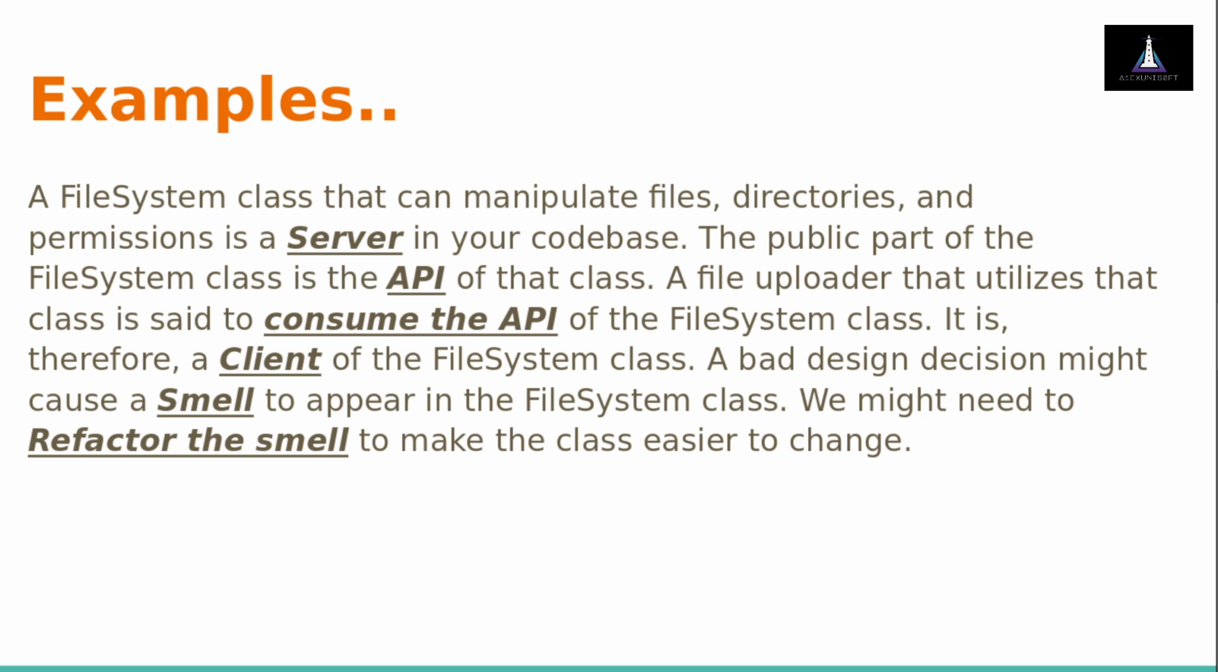So let me give you an example that combines all these together. Let's say I have a file system class that can manipulate files, directories, permissions, and their ownership, and create new files, new folders, copy them, rename them, move them, and so on, right? Now, if I'm going to consume that file system from my code base, that means that file system is a server, okay? It's a server to all the requests that could come from multiple parts of my code base. The public part of that file system class is the API of that class, right?